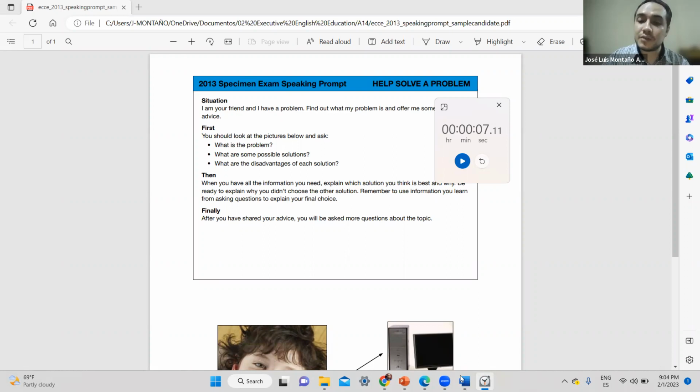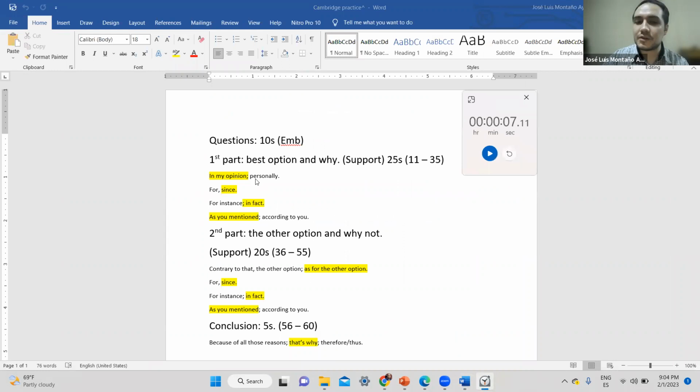to explain using something like this. Okay, so in the first part it is going to be like, in my opinion, or personally, I believe that the first option is the best. All right, and you can say, remember, it was to give him access to the computer, so that he can text and, well, have conversations with his friends using the computer.